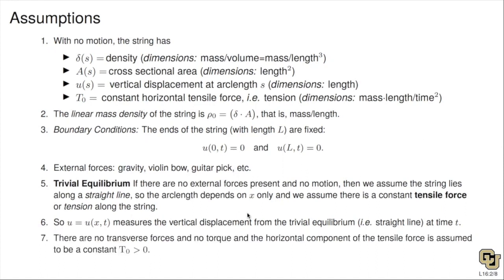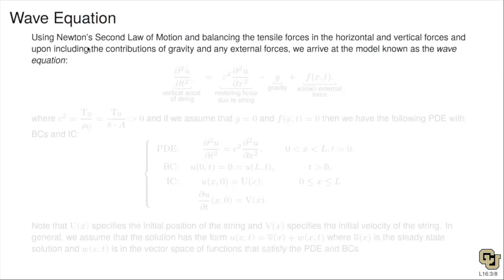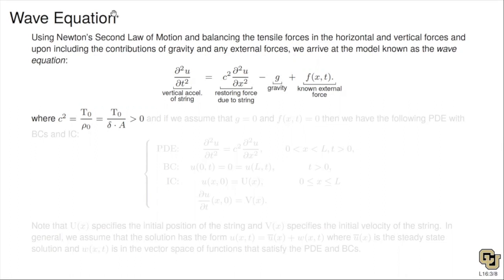As I mentioned before, there's no transverse force, no stretching or shrinking of the string, no twisting, no torque. And the horizontal component of our tensile force is assumed to be constant. So that's how our model works. We balance the forces. In the horizontal direction, we assume the forces are perfectly balanced. In the vertical direction, we have to balance the forces there, and so we use mass times acceleration to calculate the force. On the one side, we have mass times acceleration, and on the other side, we have all these other forces.